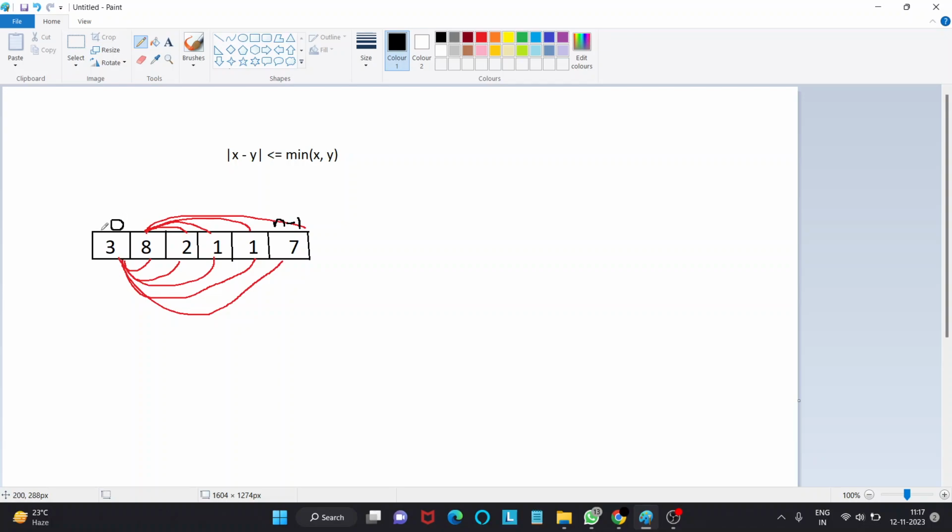So in this array, we first start from 0 to n minus 1. The first for loop goes from 0 to n minus 1, and in it we check whether 3 and 8 satisfy this condition. If it satisfies, then we calculate the XOR value of 3 and 8 and store it in a variable. And again we check if 3 and 2 also satisfy the condition, and then we calculate the XOR of 3 and 2.